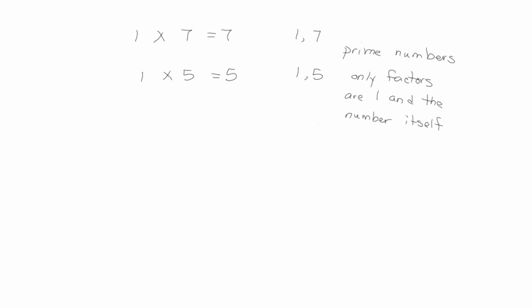All other numbers are called composite numbers. So these are prime numbers. Composite numbers are ones that have at least one factor other than the number and itself. So these are prime numbers, and everything else is composite numbers.